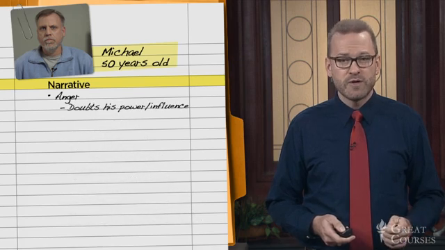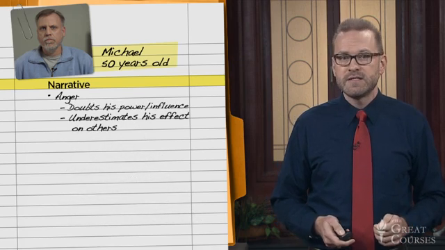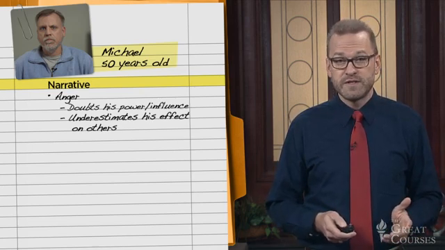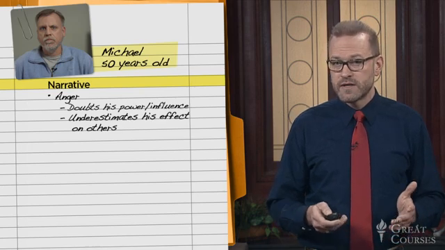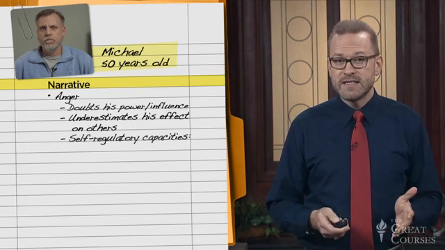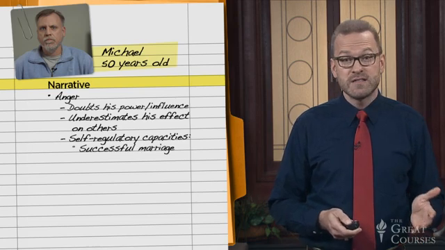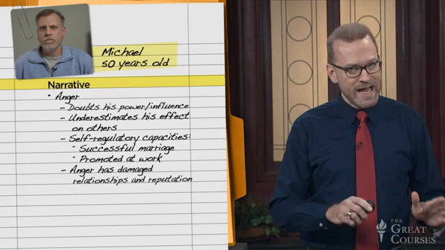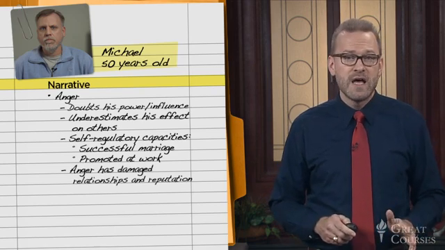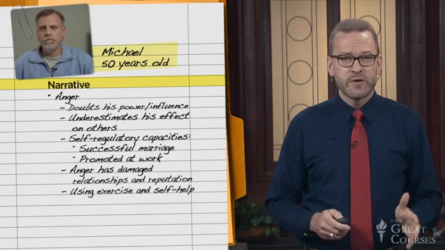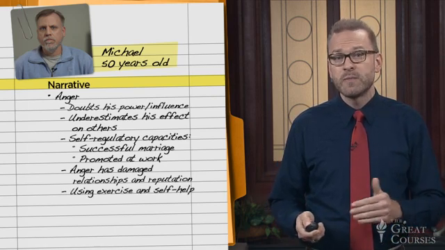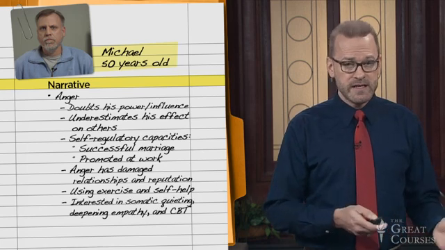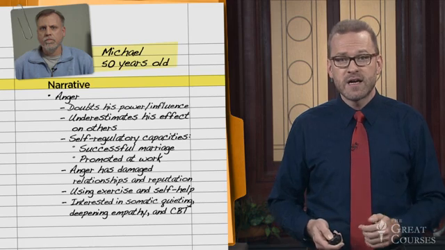Michael doubts his own power and influence and often underestimates the effect he has on others. He worries that he and others won't learn or improve as human beings unless a punitive force keeps us in line. He clearly possesses some self-regulatory capacity as he's been in a successful marriage and has been promoted and successful at work. His anger has damaged and sometimes ended relationships and damaged his reputation. He's currently using exercise and self-help as a means to improve his anger control. He's interested in somatic quieting, deepening his empathy, and using classic cognitive behavioral therapy.